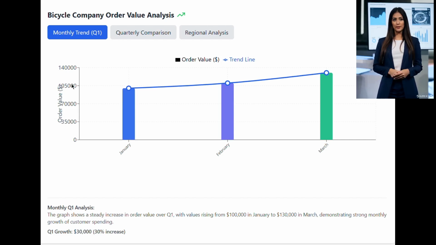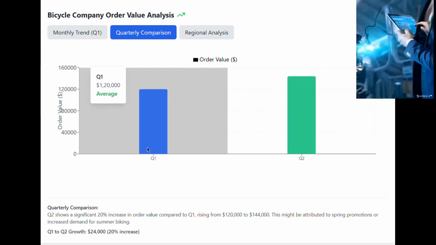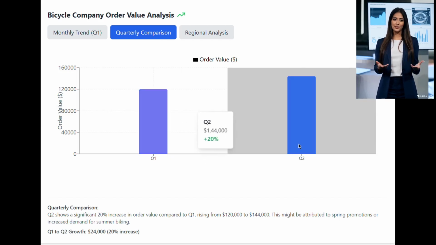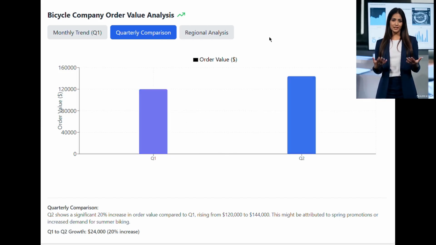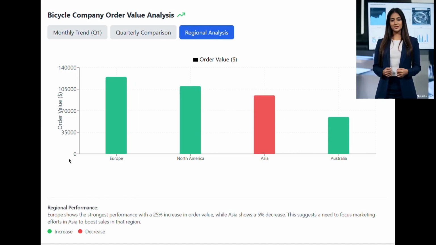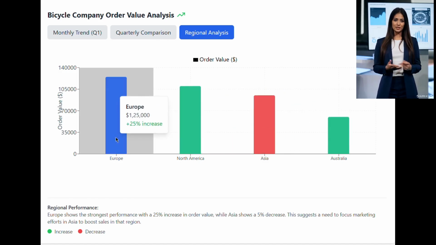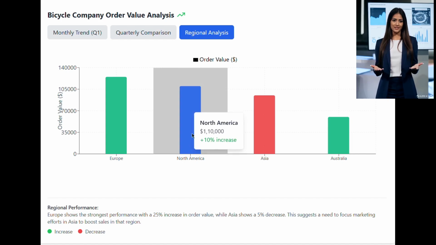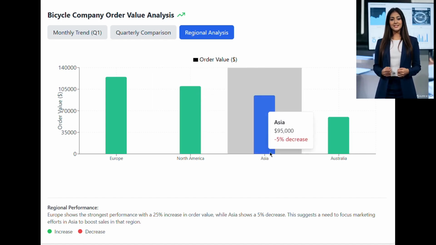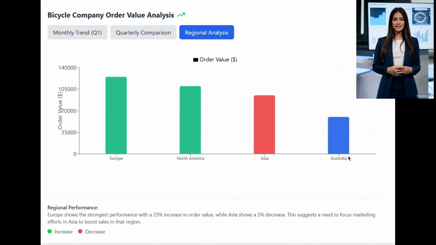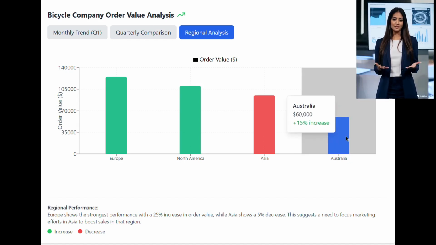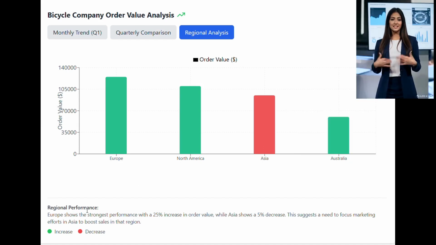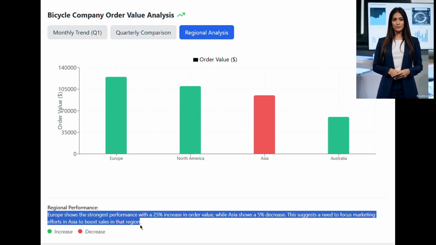A notable example from the data is a 20% increase in Q2, April to June, order value, which stands out as significant. This could be due to a successful promotion, a new popular model, or seasonal demand. Comparisons across regions are also crucial. For instance, if order values are rising in Europe but falling in Asia, it suggests market performance varies, guiding where to focus marketing efforts. Future research might explore factors driving these changes, such as the impact of promotions or economic conditions, as suggested by Business Queensland.